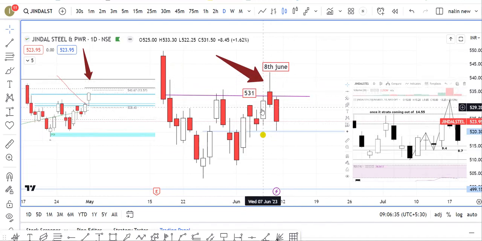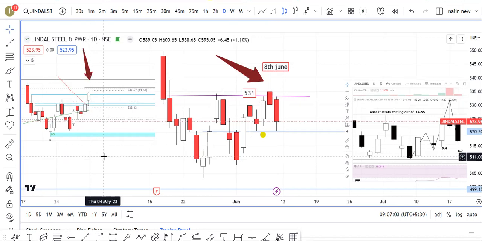When it came out of the range, that was around a 2% gain on the stock. This always happens with all the people. So in the live market, this was the candle formation. You can see over here.